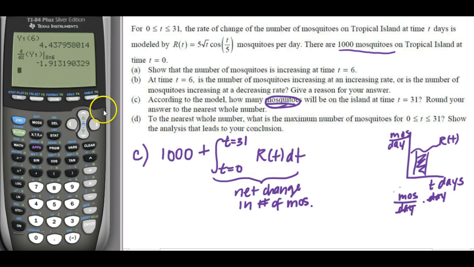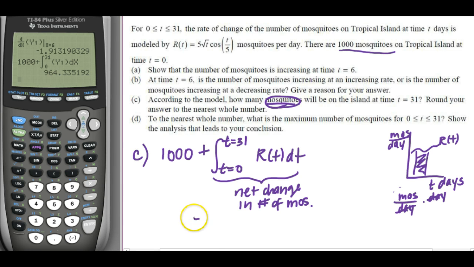So we're plugging this into our calculator. R of t has been stored for a while now, so if we want, we could jump straight to 1,000. So let's say 1,000 plus, and then math 9, the integral from 0 to 31, and then our function is y1, and the variable is x. So this up here means it's taking a little bit of time to compute. So our answer is 964.